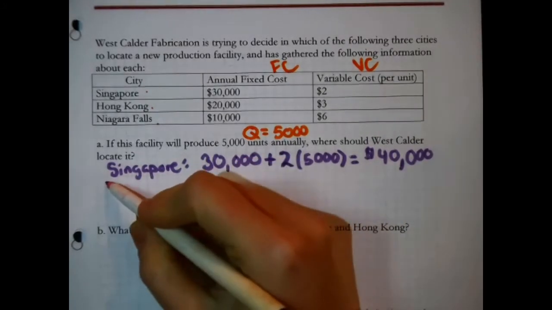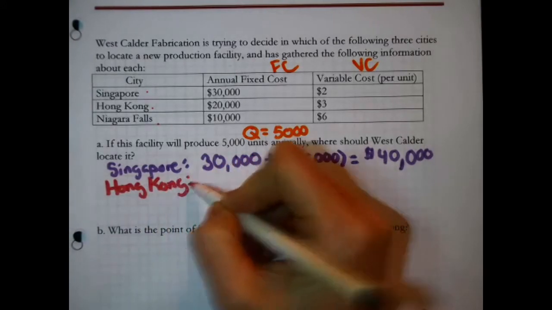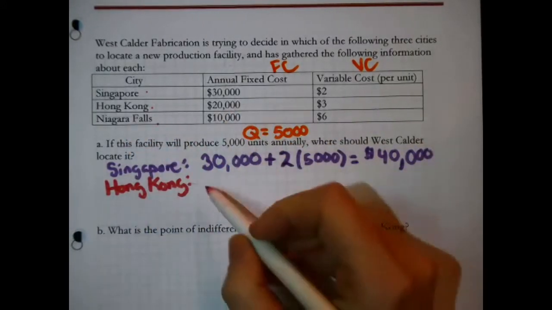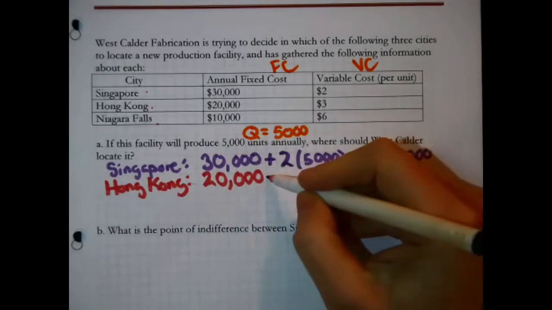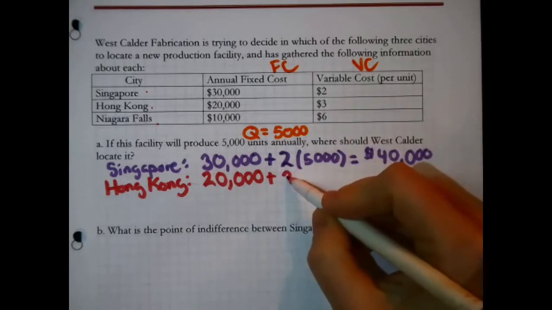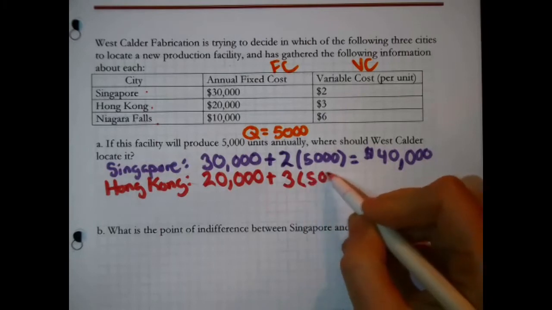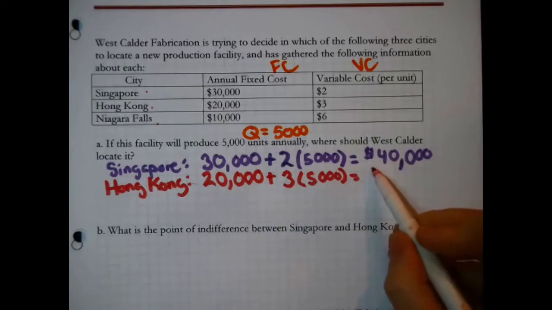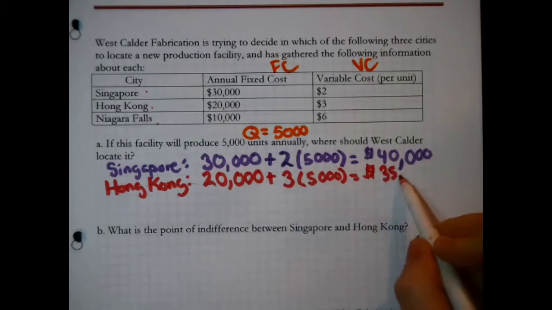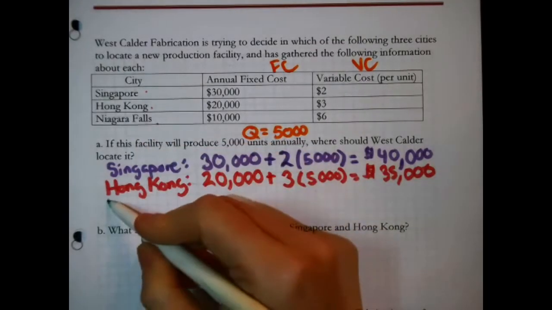We have to test that against, it's just logic, Hong Kong. Okay, in Hong Kong, what are we told? Oh, lower annual fixed costs, 20,000 regardless of what you do, but higher variable costs, $3 for every unit produced. The proposal is to produce 5,000 annually, so this winds up being 20,000 plus 15,000, 35,000. And then to complete the test, Niagara Falls.